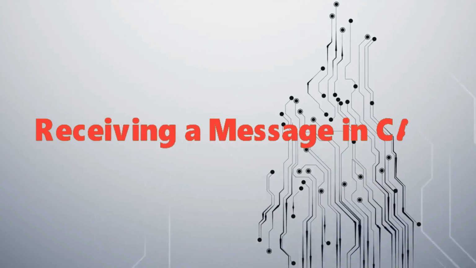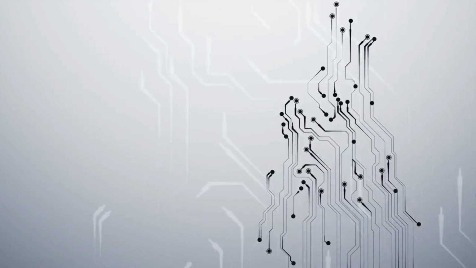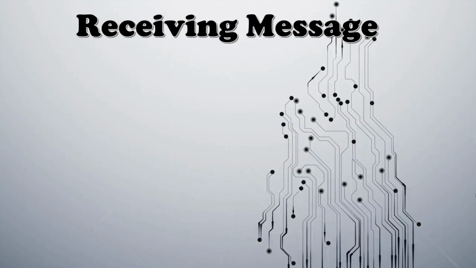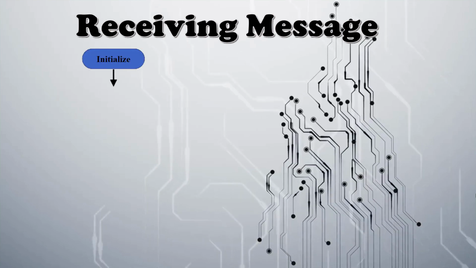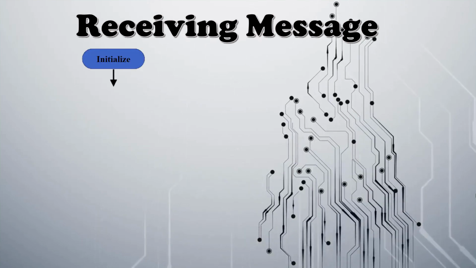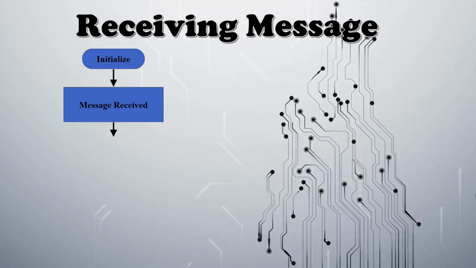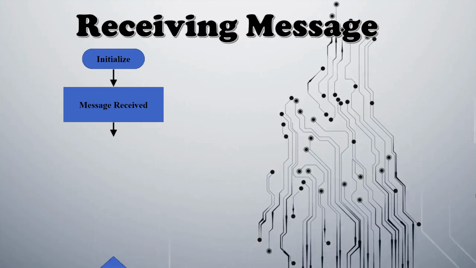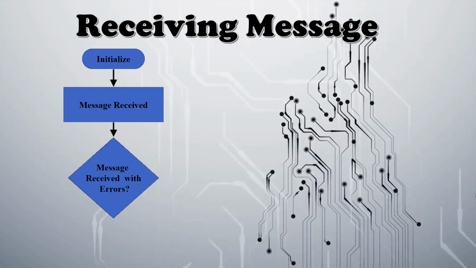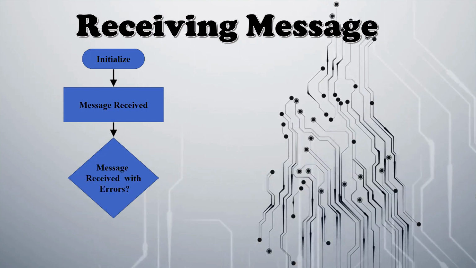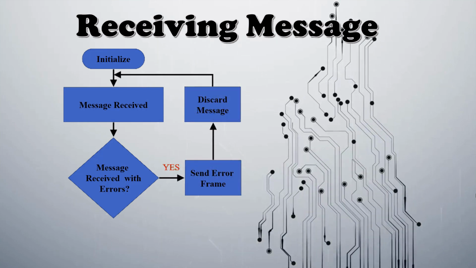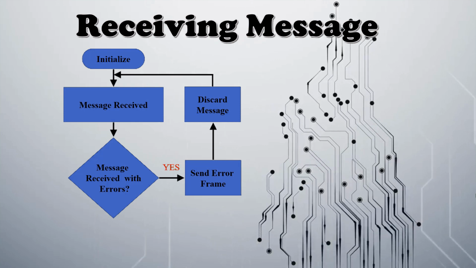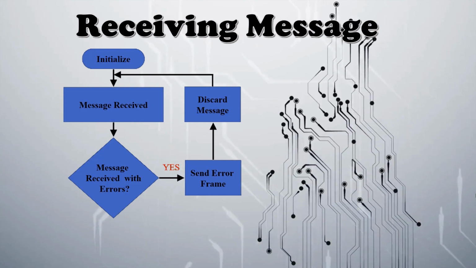First, we will start with receiving a message in CAN protocol. Receiving a message. Once the initialization is done, it is waiting for a message to be received. If the message is received, check whether the received message has any errors. If it has any errors, discard the message by sending the error frame.